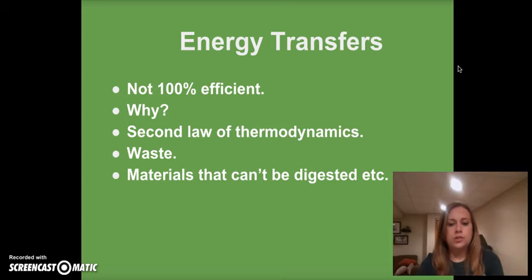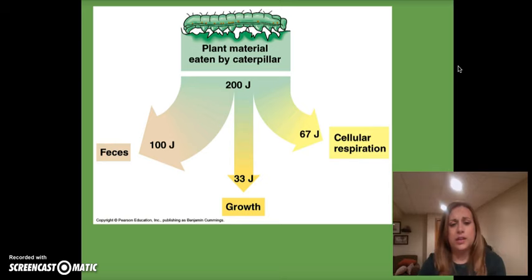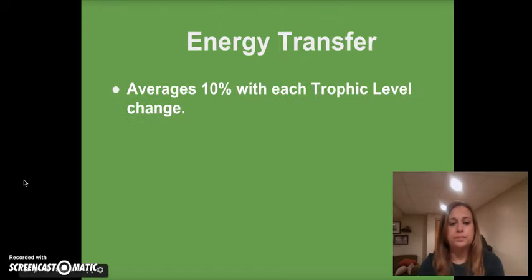So when energy transfers from one trophic level to another, it's not 100% efficient. And the reason for that is the second law of thermodynamics. You need to understand that a lot of energy is going to be lost due to waste and through materials that can't be digested. So if we look at this cute little caterpillar that's eating a plant, say he takes in 200 joules, or there's 200 joules available, 67 of that is going to go to cellular respiration, 33 of that is going to go towards growth, and then 100 joules would be lost in feces. And so essentially you're cutting it in half just by looking at the waste of that caterpillar.